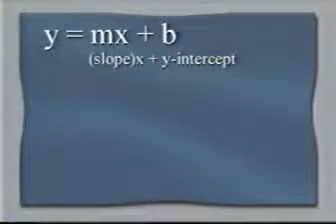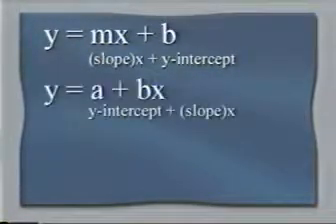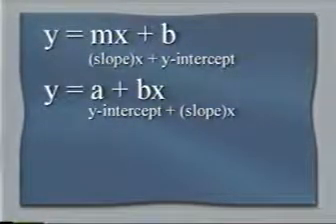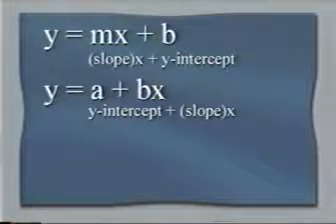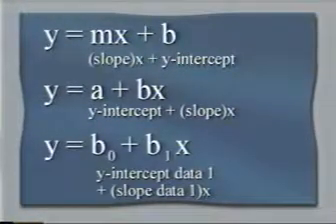The thing we need to watch out for is that we will have three possible ways of writing a linear equation. In algebra, we use y equals mx plus b. Many statistics books use y equals a plus bx, where b now is the slope and a is the y-intercept. And some statistics books use y equals b0 plus b1x.